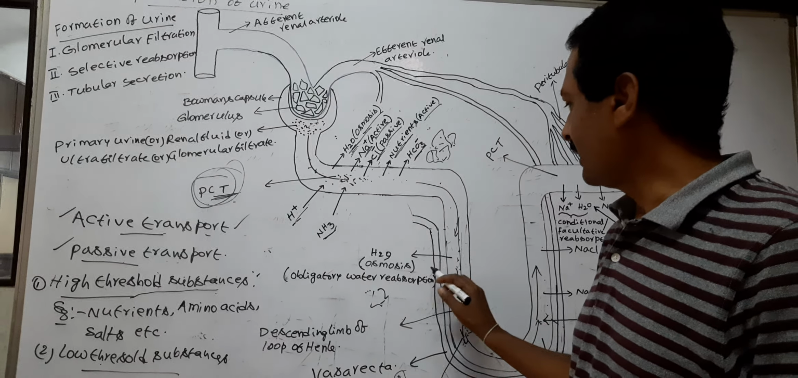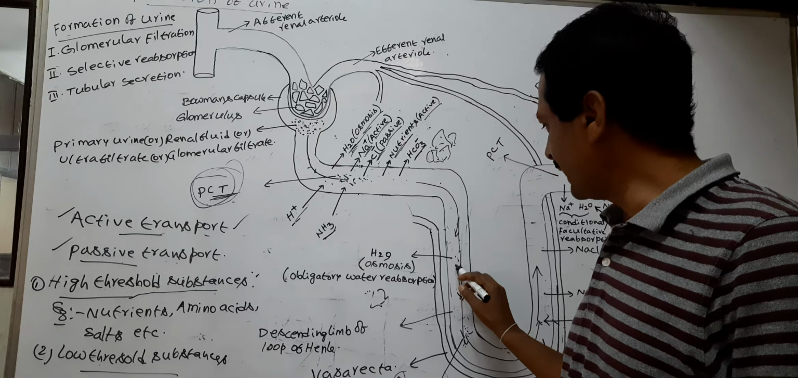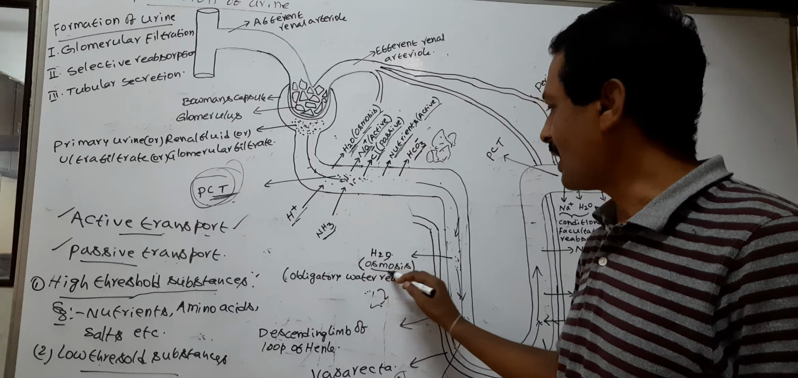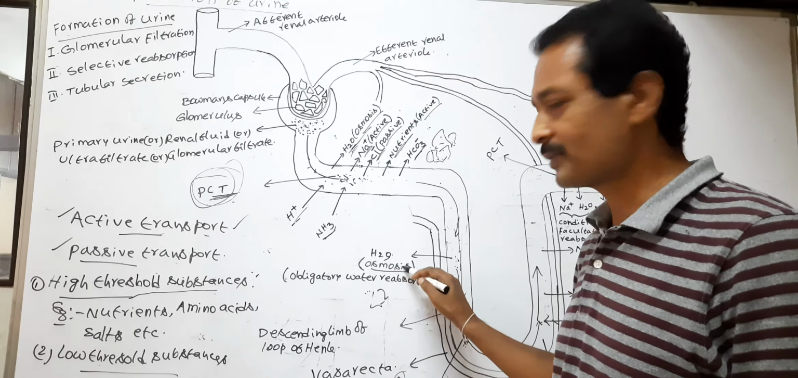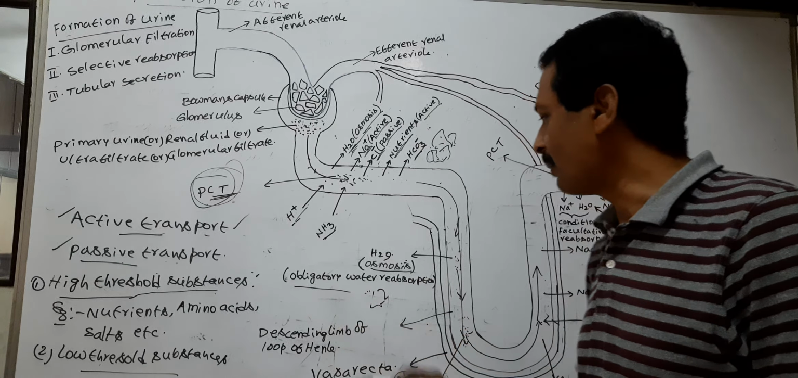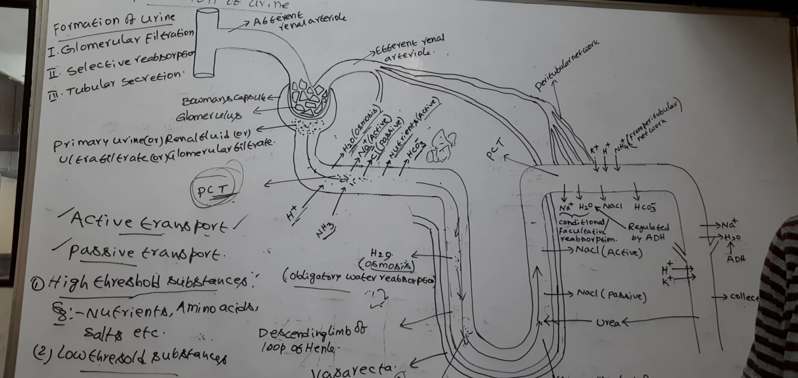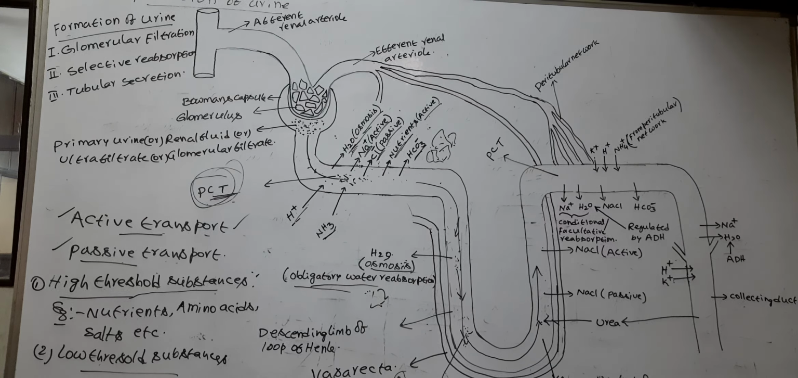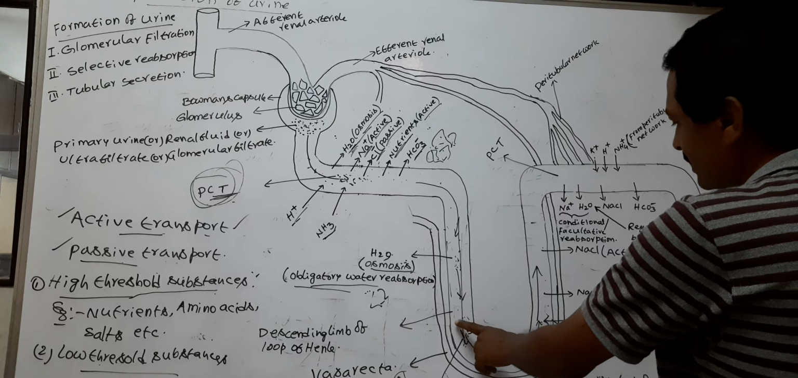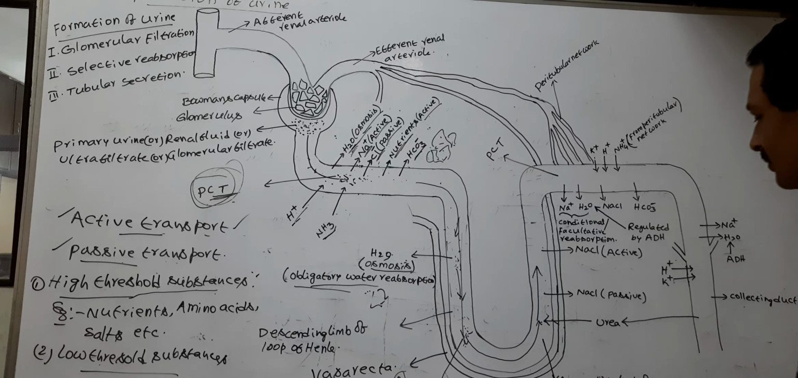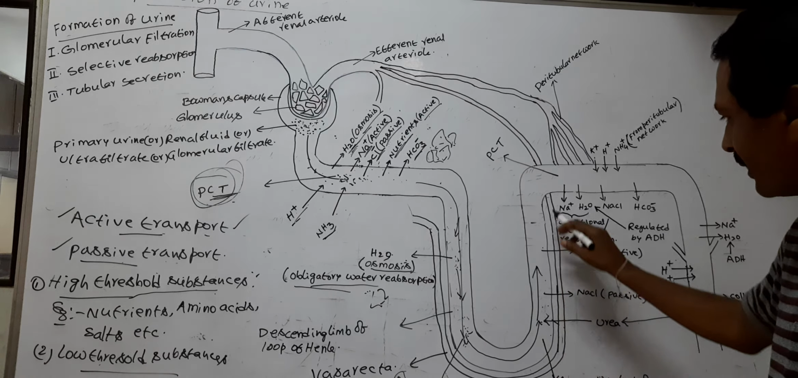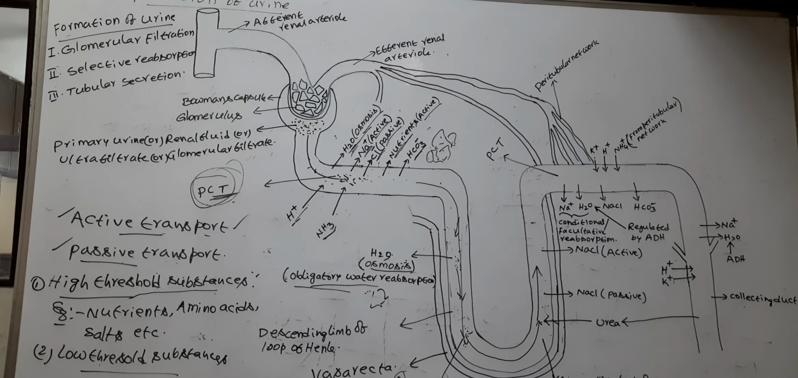Here in the descending limb of loop of Henle, water is reabsorbed by osmosis. This process is called obligatory water reabsorption. So water absorbed by osmosis is called obligatory water reabsorption. So the concentrated urine enters into the ascending limb of loop of Henle. The ascending limb of loop of Henle has two portions.